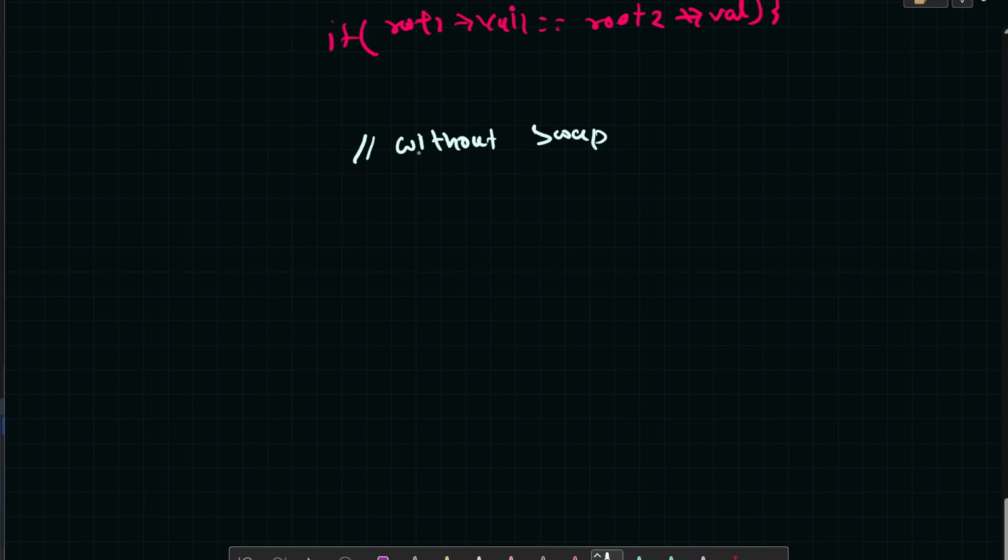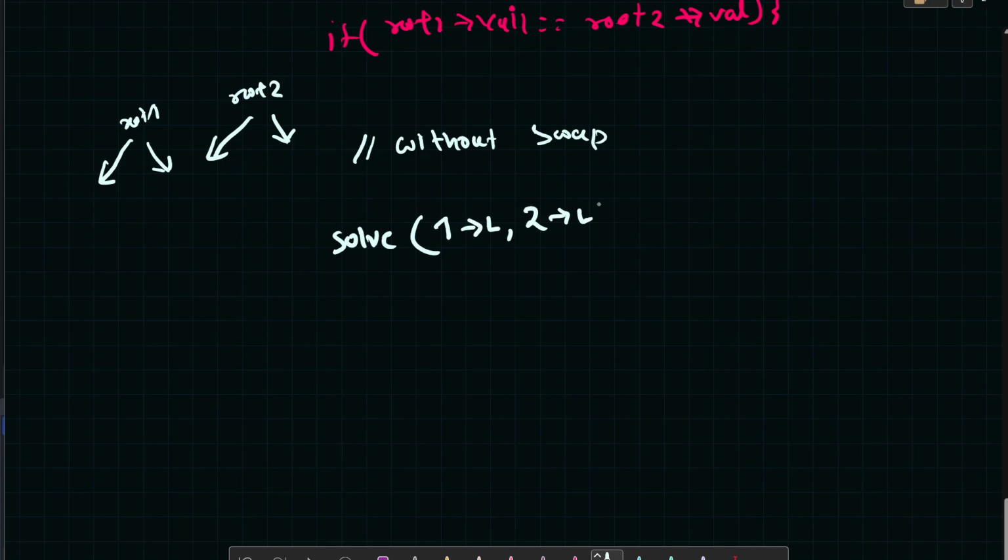Okay, so first we are going to take the case without swap. So you can see that in without swap, we simply move to the root 1's left child with the root 2's left child, and also the root 1's right child with the root 2's right child. So what we can do is call that particular function with the root 1 left child and root 2's left child, and also call that particular recursion with the root 1 right child and the root 2's right child.